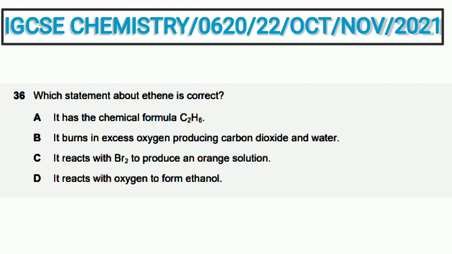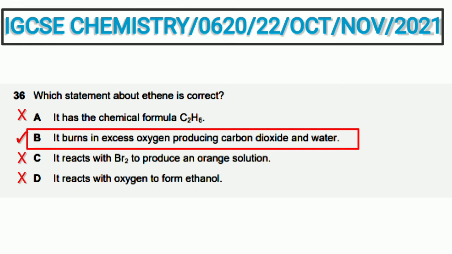Question 36. Which statement about ethene is correct? It has the chemical formula C2H6. It is a wrong statement. The chemical formula of ethene is C2H4. It burns in excess oxygen, producing carbon dioxide and water. It is a correct statement. It reacts with bromine to produce an orange solution. It's a wrong statement because it decolorizes bromine solution. It reacts with oxygen to form ethanol. It reacts with water to form ethanol would be correct. So the correct answer here is option B. It burns in excess oxygen, producing carbon dioxide and water.